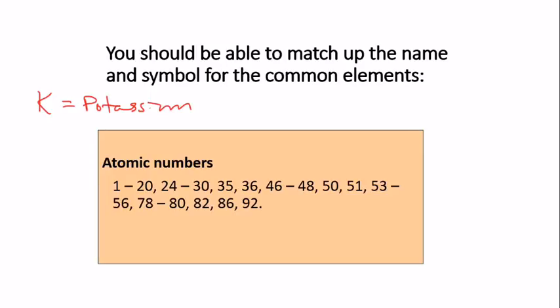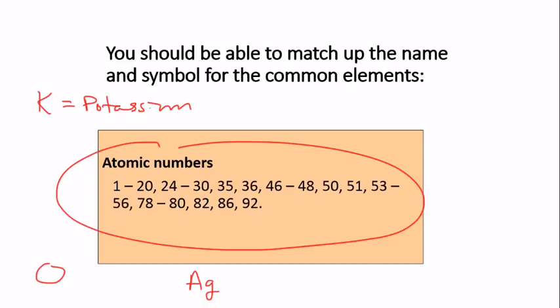So for instance, if I say, what's the symbol for oxygen? Well, hopefully you would say O. So there are certain elements that you need to match up the name with the symbol. What's the symbol for silver? Maybe you would say Ag is the symbol for silver. So I have them listed here, the ones that I'm going to hold you responsible for. So let's take a look at where these are.